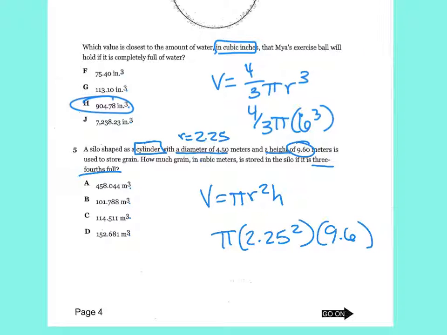And I get 152.68. Here's the catch. It said if it's 3/4 full. Is that completely full? No. So that would be completely full. So I got to get rid of that. Okay. Now I'm going to multiply times 3/4. So times alpha y equals 3/4, and I get 114.